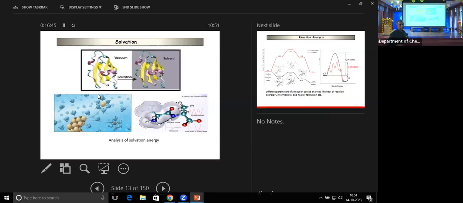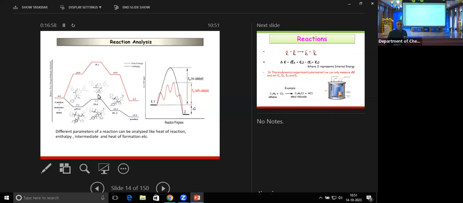Solvation. Something else you can start doing is where the molecules are surrounded by water or solvent molecules, and understand how it behaves. Okay.